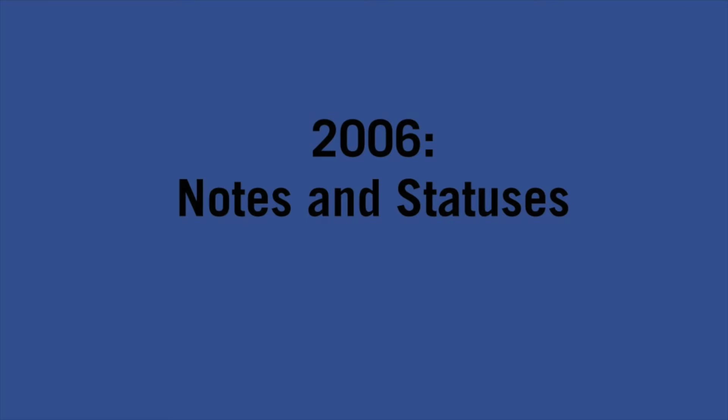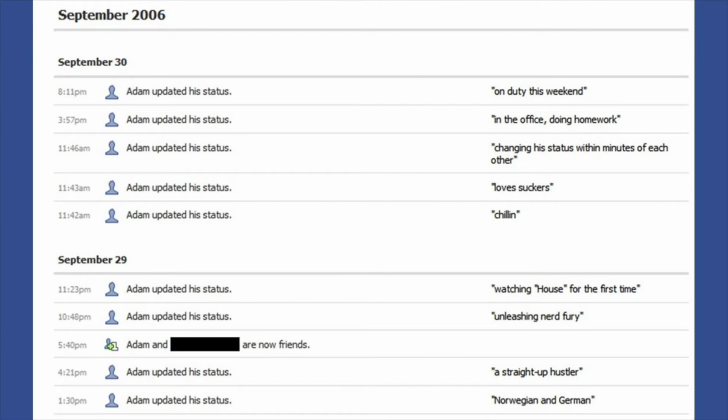Now let's move on to the next milestone. In September of 2006, both notes and statuses were becoming popular. At this point, statuses still included "is" in front of your status. So it'd be your name is whatever.